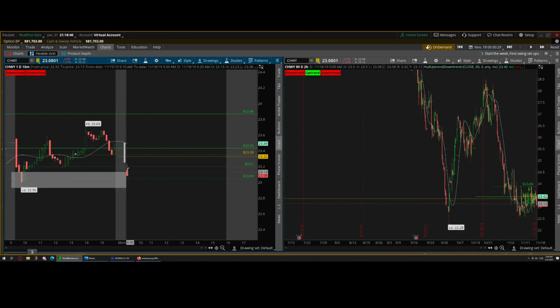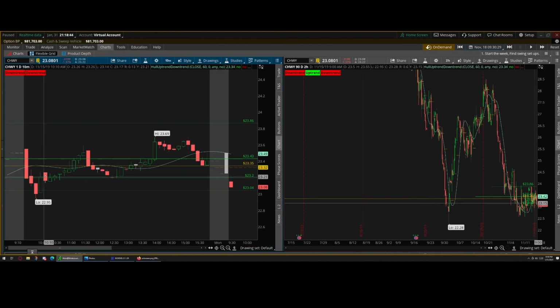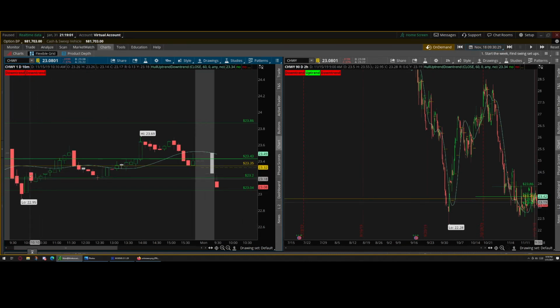So what did Chewy do? Chewy used all of our target levels except for one very well. However, we do have a potential trade you could have entered there. It wouldn't necessarily have been the best because price was a little further away from that hull. You would have stayed in that trade. If you didn't sell out at your targets, then you actually inevitably would have lost this trade once price broke above.